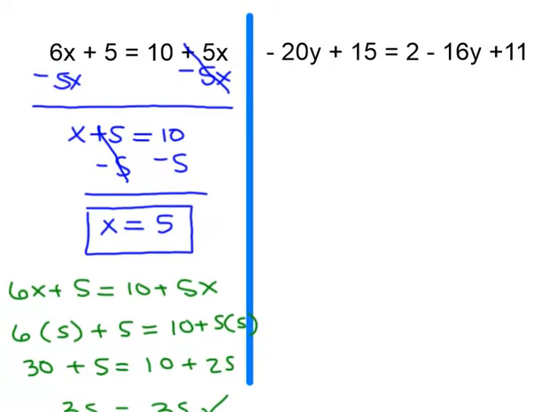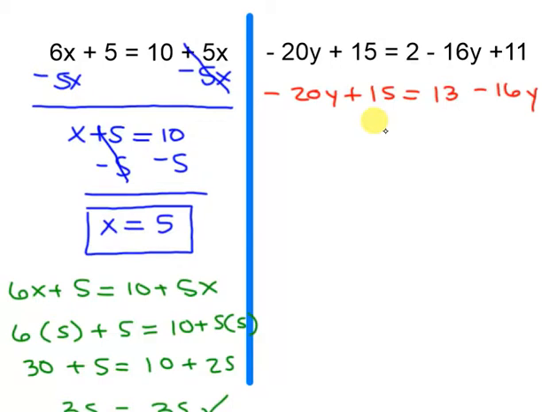All right, let's move right along to this one here. So there's no distributive property right off the bat. I see that. Okay, can I combine like terms on the left side of the equal sign? Well, I have negative 20y plus 15. No. Can I combine like terms on the right-hand side of the equal sign? Yes, I can. I have positive 2 plus 11. So I'm going to rewrite the problem. So 2 plus 11 is 13.